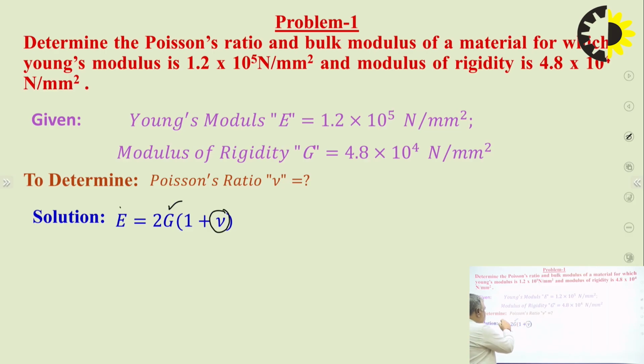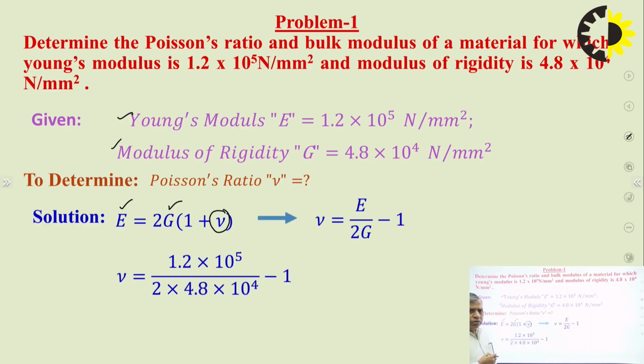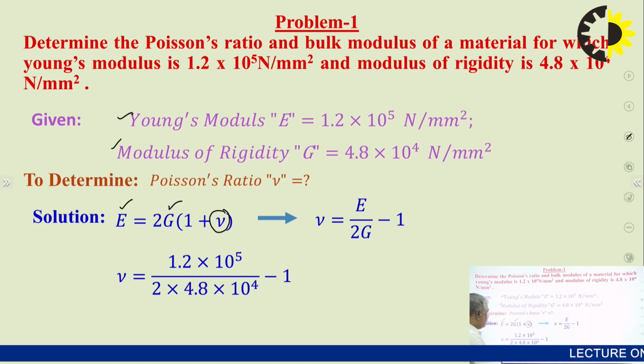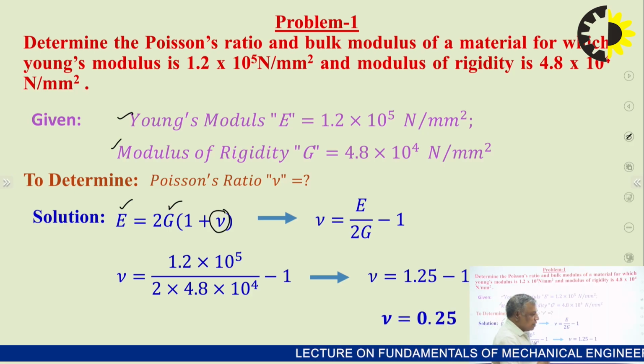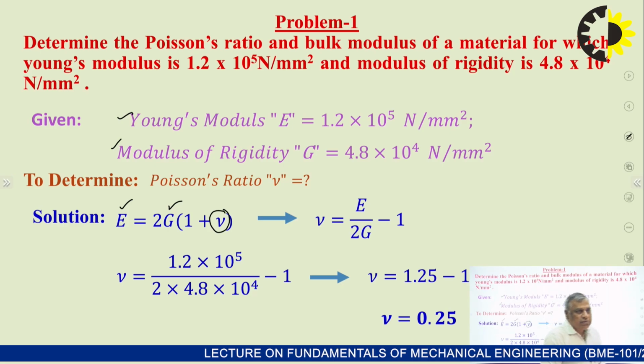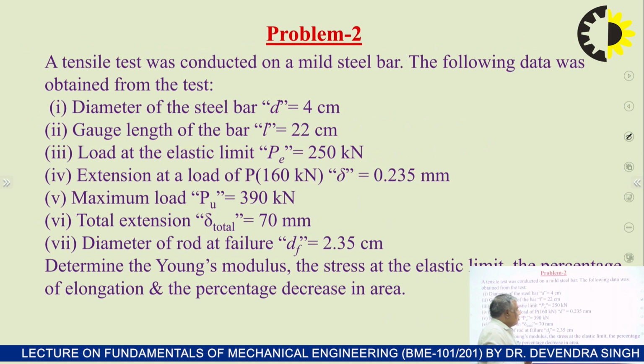This value and this value are given here, so put the values here. You can find out the value nu. Nu is equal to 1.25 minus 1, which is equal to 0.5. This is a very simple problem. We move to the next problem.